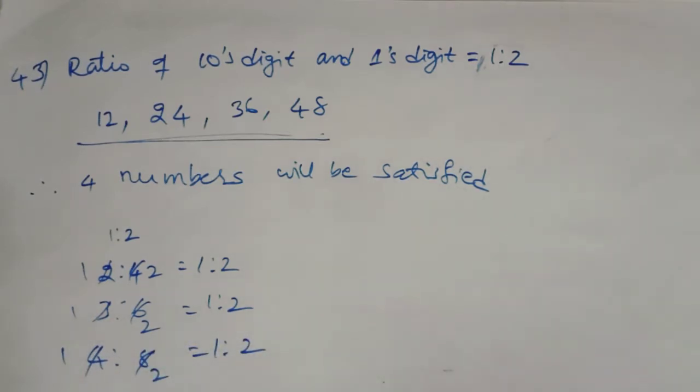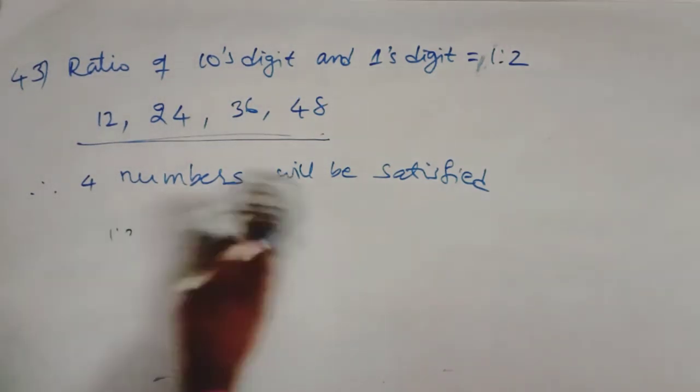The next one, if you take 60, it won't work, because the tens digit 5 would need units digit 10, which is not a two digit number here. So that's why it is not possible. Up to 48 only it is possible.